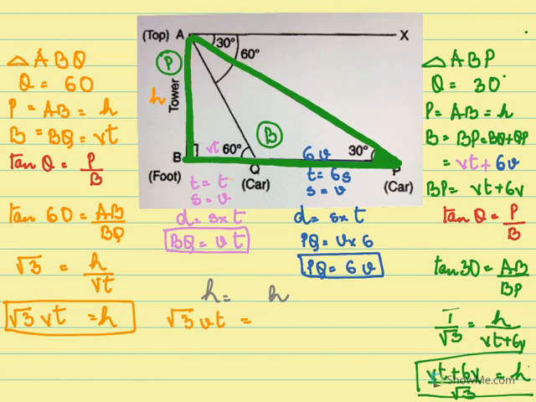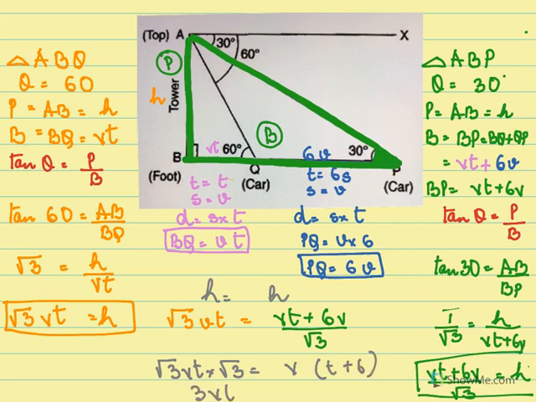root 3 VT equal to VT plus 6V over root 3. We cross multiply, and we'll get root 3 VT into root 3. I'll take V common out here, so it becomes T plus 6. So this becomes 3 VT equal to V times T plus 6. V cancels. So we have 3T equal to T plus 6, and you get your T equal to 3.